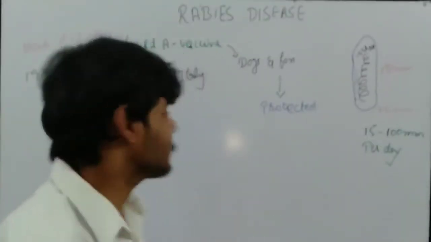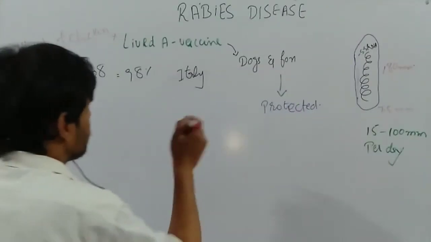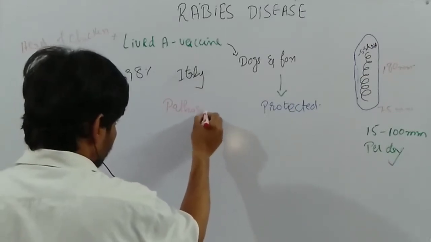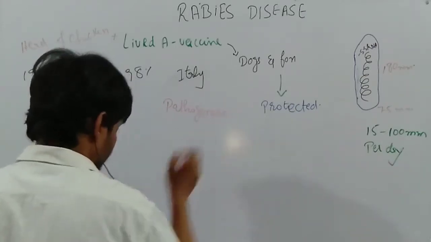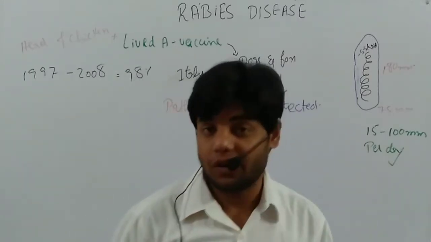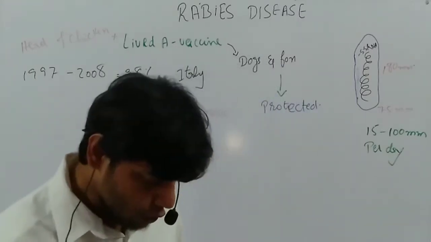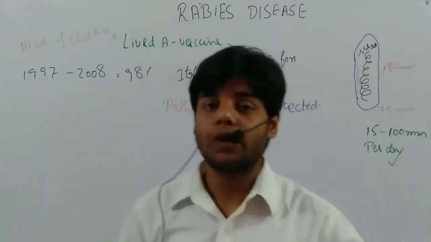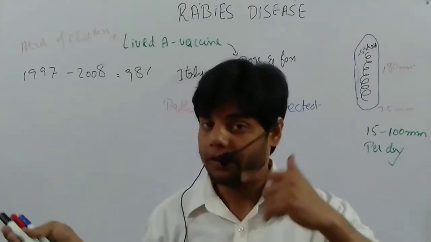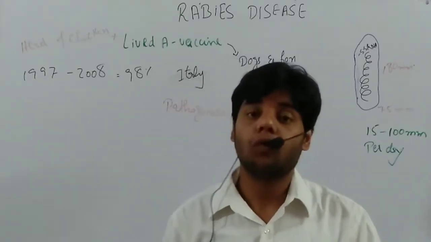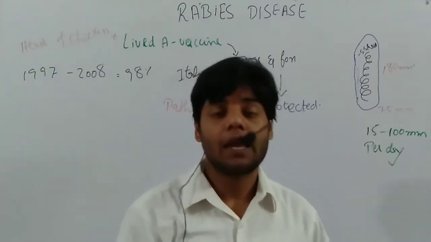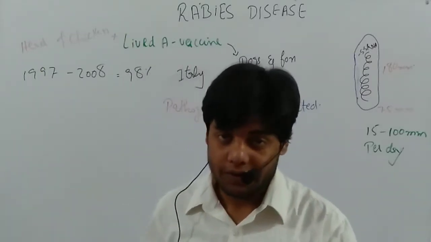Then we will see the pathogenesis of the rabies virus. Okay, so let me write pathogenesis. How do these rabies viruses start their life cycle? We already talked that it was first present in the bat. Then the bat was eaten by the fox, and the dog was bitten by the fox. Then the rabies virus is transmitted to their body, and due to this we call it a zoonotic disease.